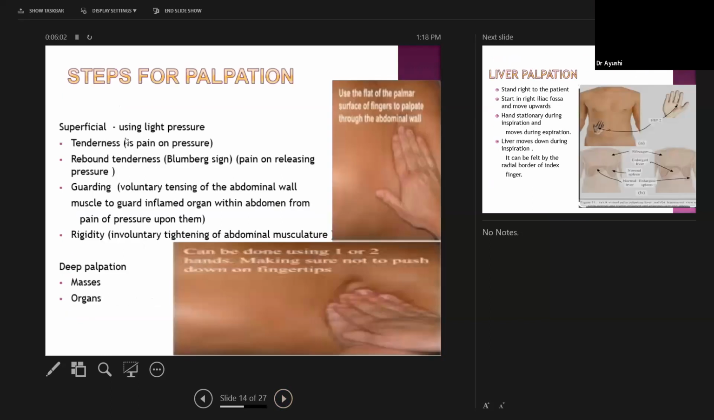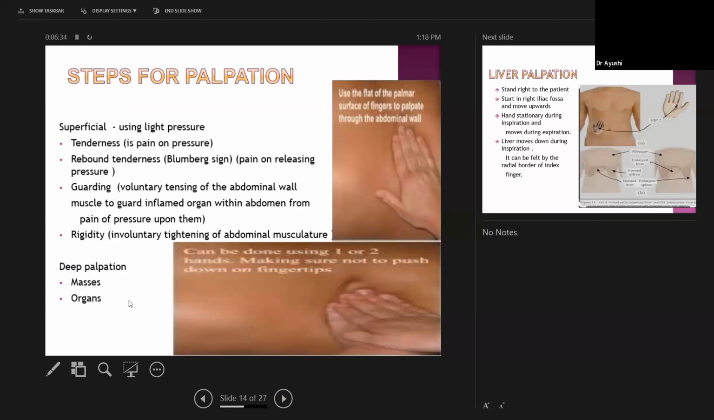Steps for palpation. Palpation can be superficial or deep. While doing superficial palpation, we have to use light pressure. As seen in the diagram, use the flat of the palmar surface of the finger to palpate through the abdominal wall. We can see tenderness. Tenderness is pain on pressure. Rebound tenderness, also called Blumberg's sign, is pain on releasing the pressure. Then we can also see guarding and rigidity.